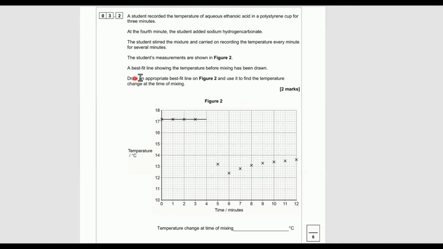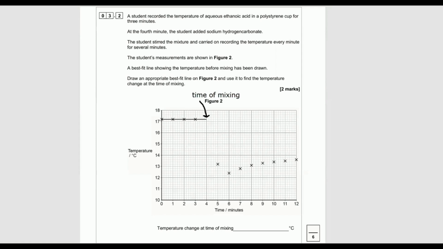Here we go. A best fit line showing the temperature before mixing was drawn. Here's the temperature before mixing, all at 17 degrees. Draw an appropriate best fit line on figure 2 and use it to find the temperature change at the time of mixing. So they told us that they mixed it here at 4 minutes. This is our time of mixing. We don't know the temperature at that time because they were stirring with a rod and so on.